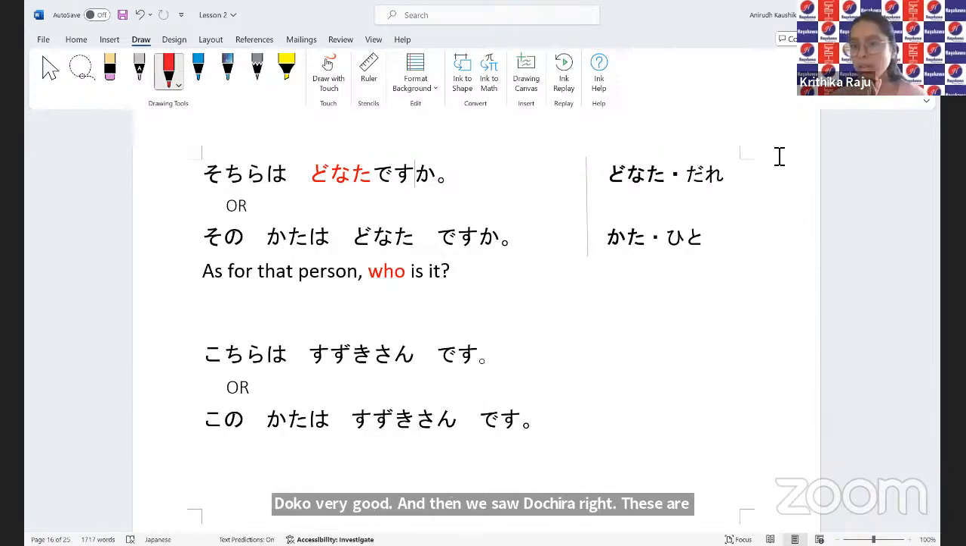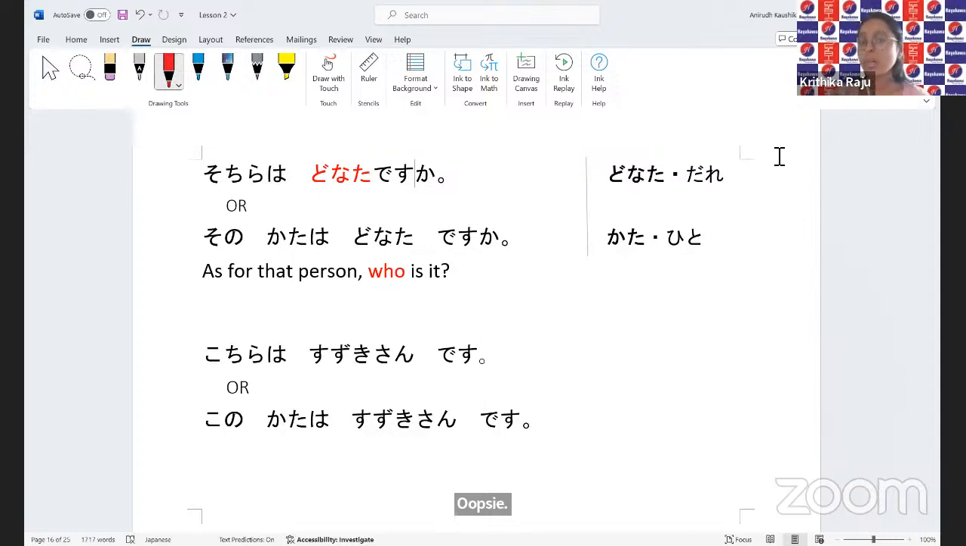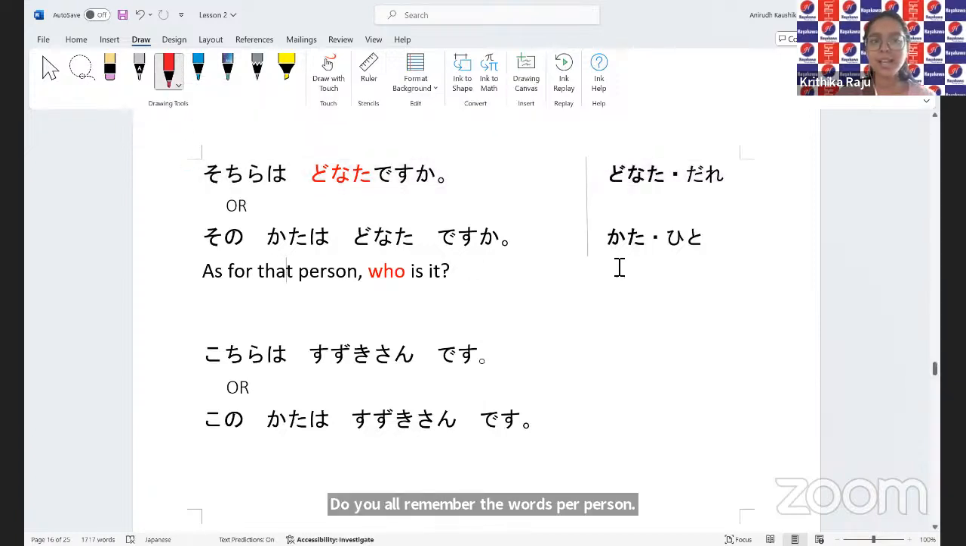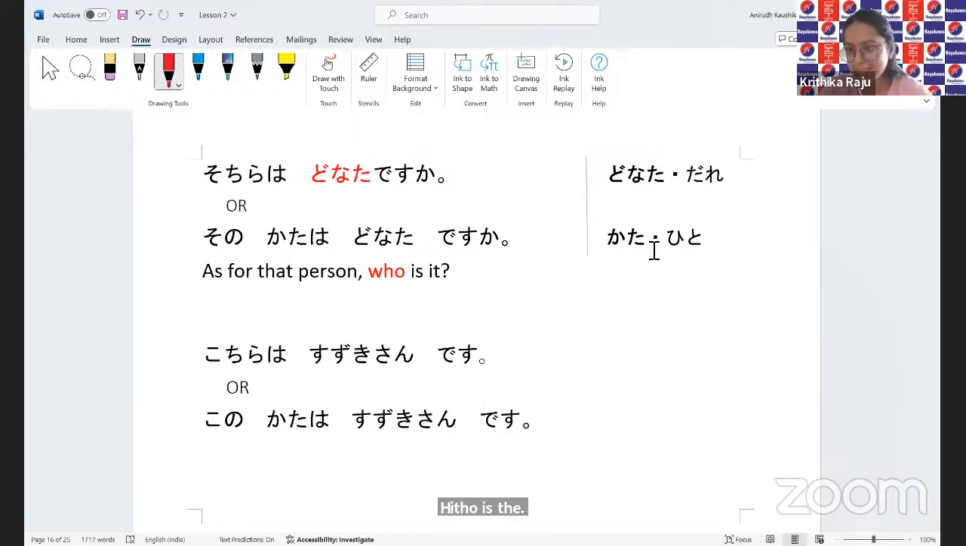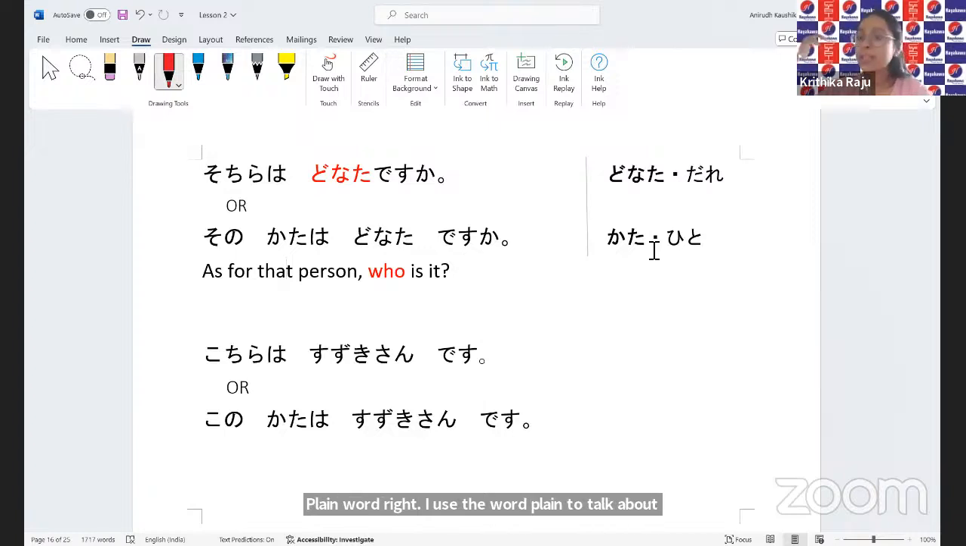Now you have another word, which is the word for who. Do you all remember the words for person? Hito and kata. Hito is the plain word. I use the word plain to talk about words that are polite, but there is another word that is more polite. So let's call these words plain words. So hito is a plain word and kata is a polite word. They both mean person, but this is the only difference.